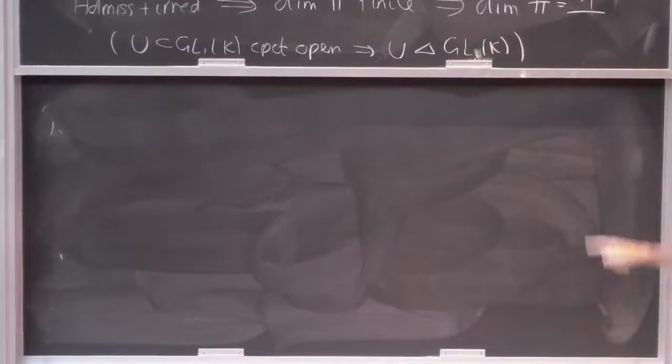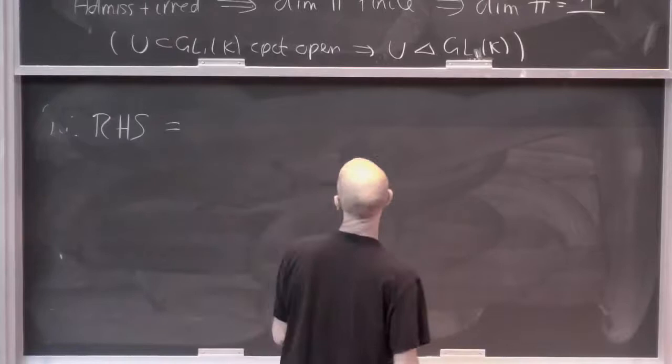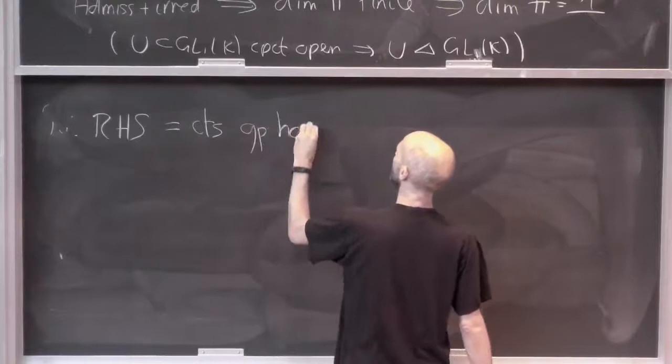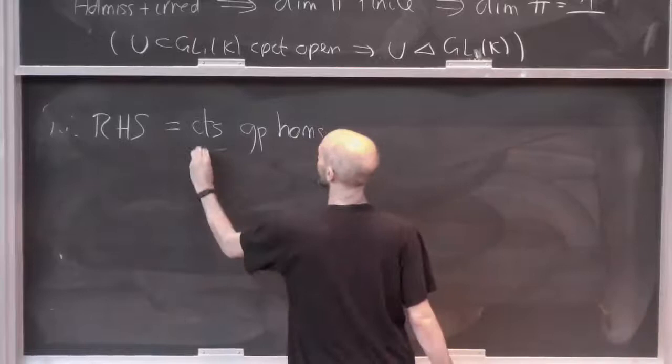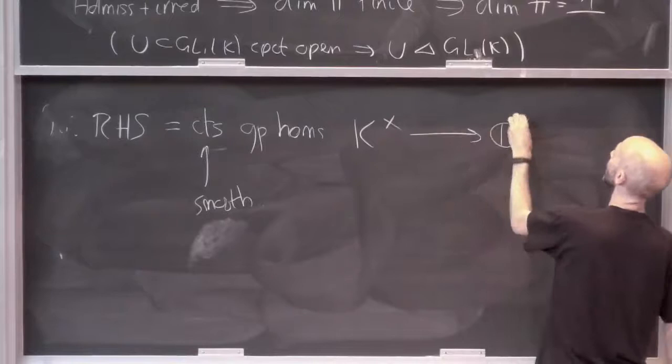So the right-hand side, even though I was always constantly selling that these are hugely infinite dimensional in general, in the case of GL1 there's a funny coincidence, and they're all one-dimensional. So therefore, the right-hand side just turns out to be continuous group homomorphisms. So continuity turns out to be equivalent to smooth admissibility. Well, I think continuous is just the same as smooth, actually. Continuous group homomorphisms from K star to C star. Right?